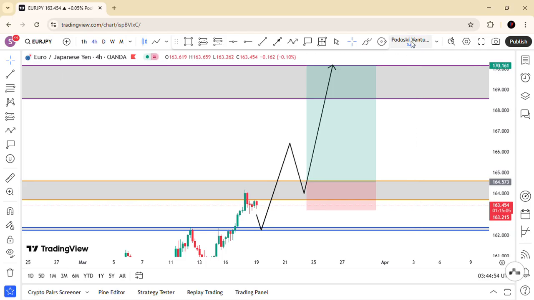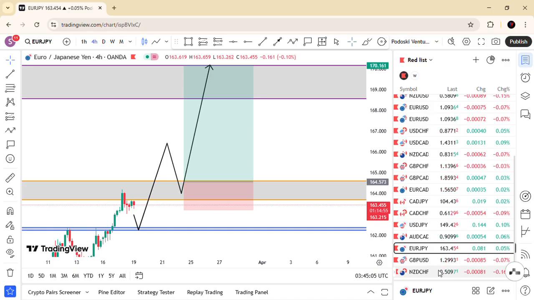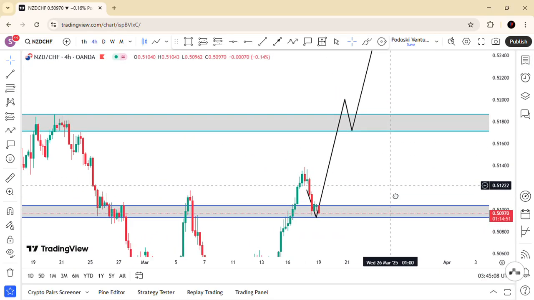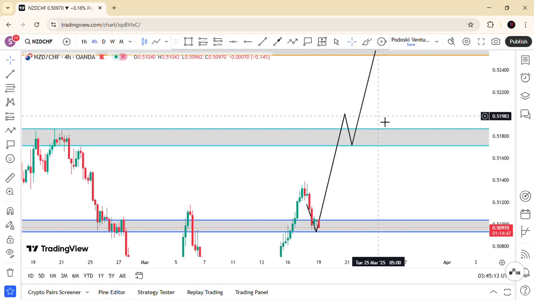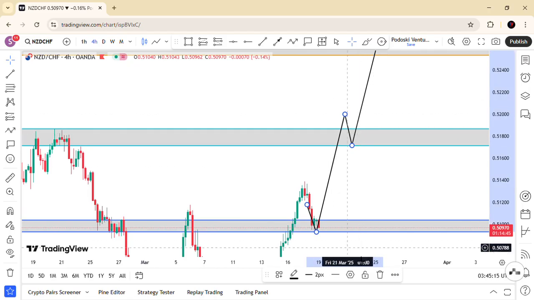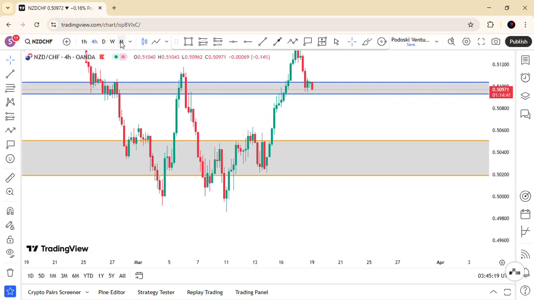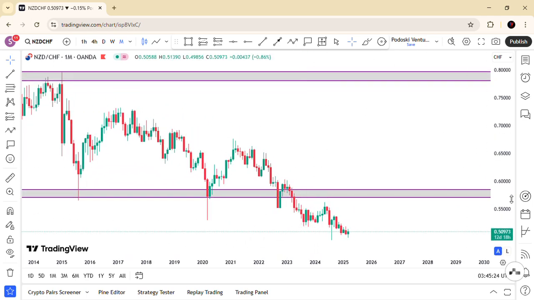So let's just look at the third one and be done with it. We've done GBPUSD and EURJPY. Our third one is NZDCHF, and I could see a very nice setup cooking on NZDCHF.